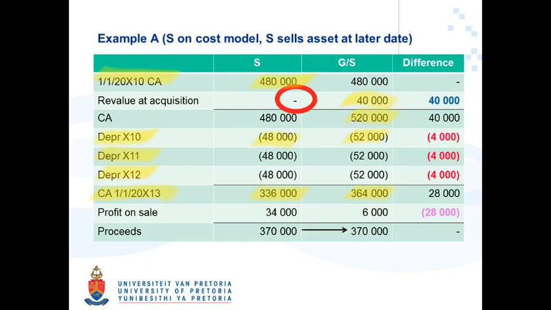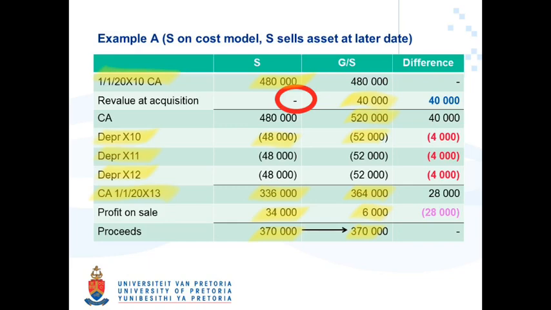On this date, 1 January 2013, S sold the equipment to an external party for the value of 370,000 Rand being the proceeds. That proceeds was received in the bank account of S and is also the proceeds applicable for group statement purposes as it was received from a third party. In S's separate financial statements, the carrying amount of 336,000 sold for 370,000 led to a profit on sale of 34,000 recognized in the separate financial statements of S. In the group statements, the carrying amount, however, is 364,000. Therefore, for group statement purposes, there should only be a profit of 6,000 recognized on the sale of this equipment.